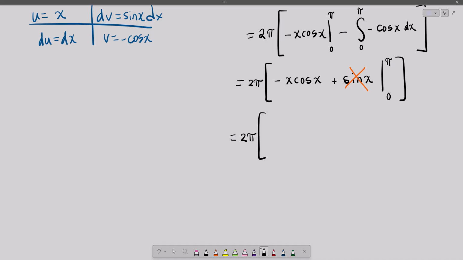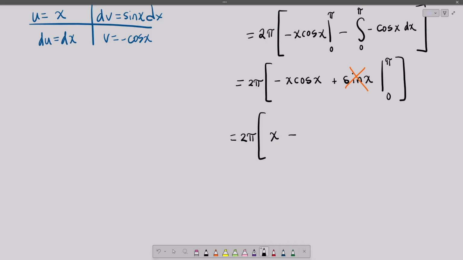So what is cosine of pi? 0. What? Oh my God. Killing me. Cosine of pi, we're over here on the unit circle. Negative 1. So we're going to have x minus, now we plug in 0 here.